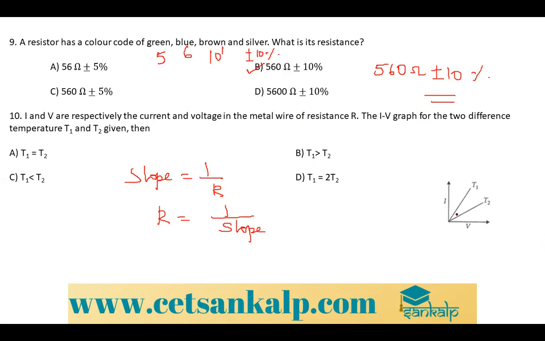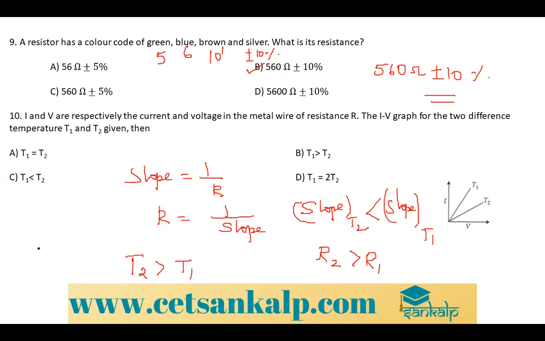If you see in this comparison, the slope of T2 is less than the slope of T1. So since this is greater, what happens to the resistance? R2 is greater than R1, which means obviously T2 is greater than T1. Right? But here the options are not given in that way. But can I write it as T1 is less than T2? Then which one is it? Option C. Did everyone understand? Look at the next one.